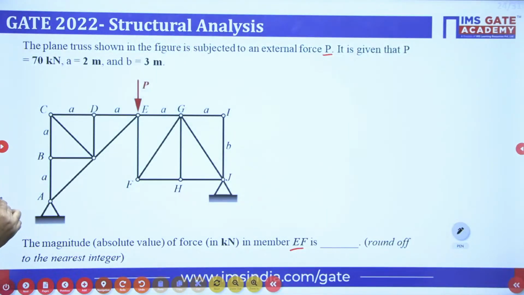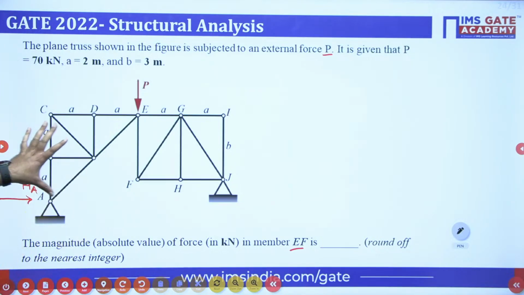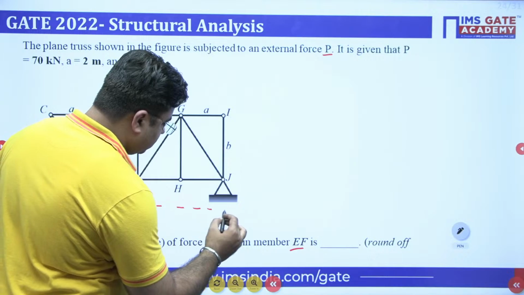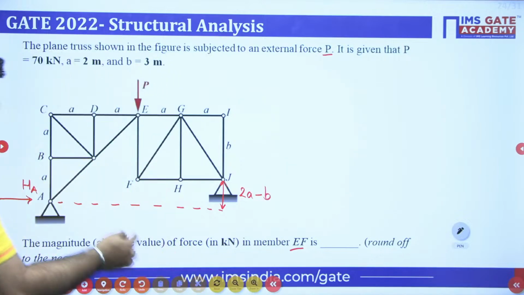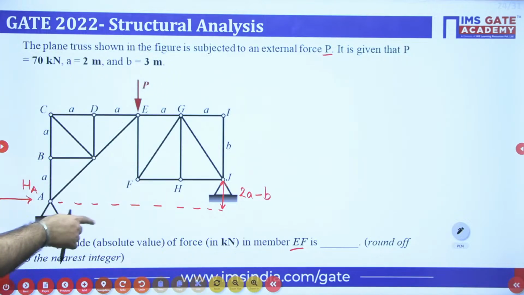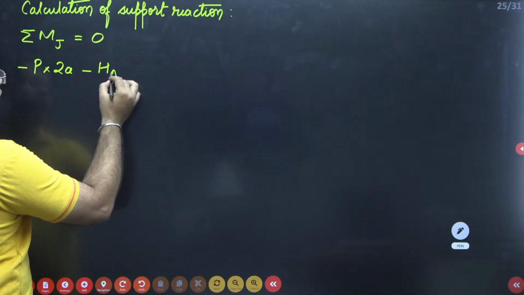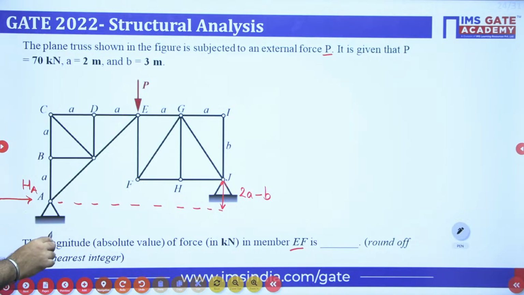The next moment will be due to this horizontal reaction at A. This is my horizontal reaction at A, say this is HA. And the value of that moment will be HA into lever arm, which is 2A minus B. I want the lever arm, right? This is the lever arm for HA, and this is equal to 2A minus B. So moment due to HA is again anti-clockwise, and that moment about J is minus HA into 2A minus B.